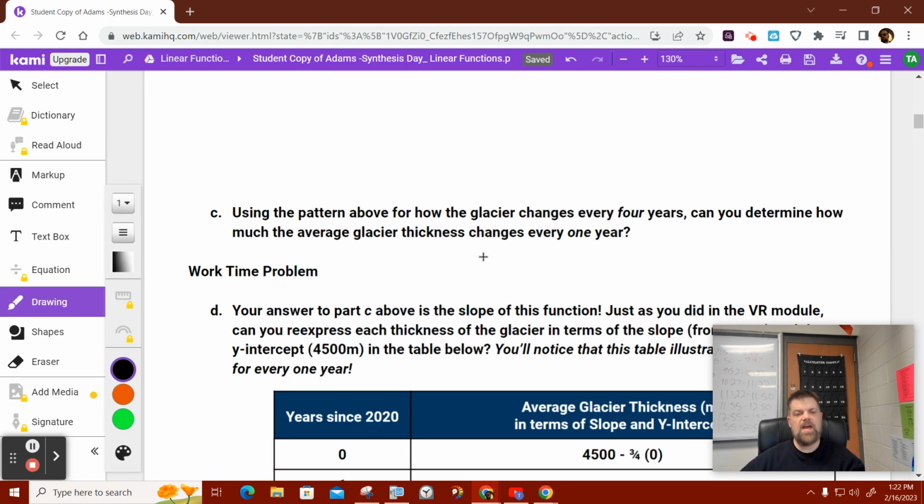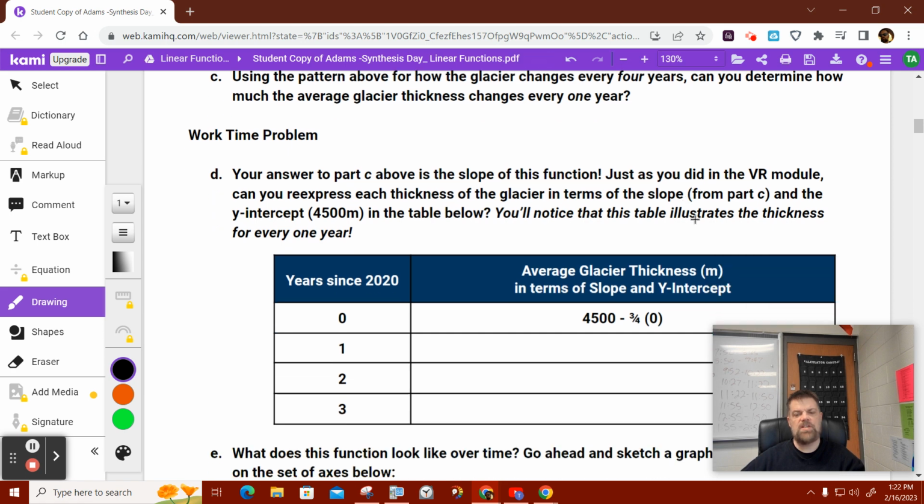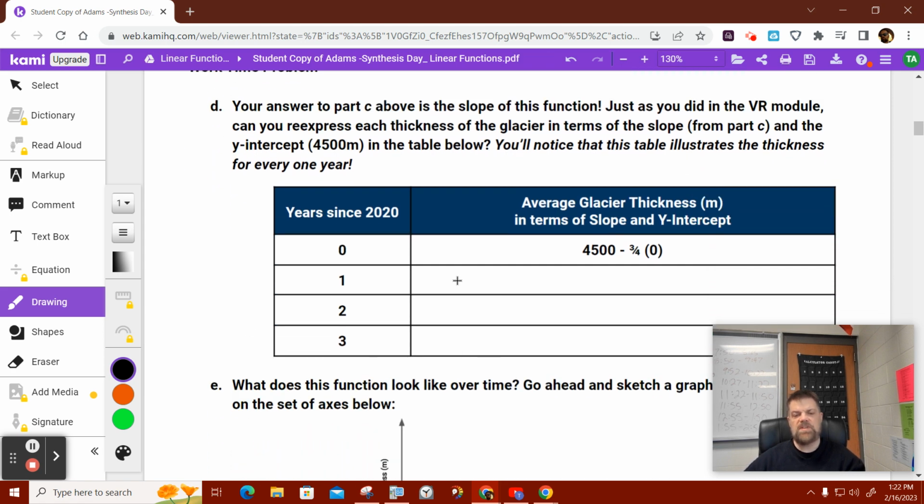It says, use the pattern above for how the glacier changes every 4 years. Can you determine the average thickness in 1 year? Well, yeah, so what they're saying is if I say 4,500, they give us the first example, -3 over 4 times 1. What you're going to do is you're going to plug that in your calculator, and it should be, what's the number that it should be? Yeah, 4497, right? Oh, shoot.